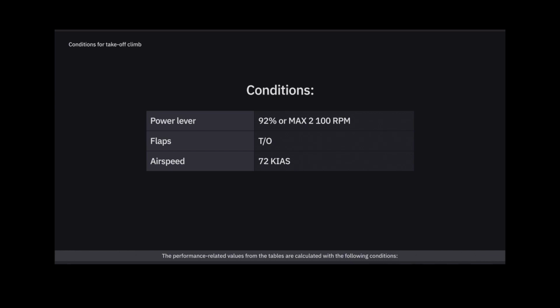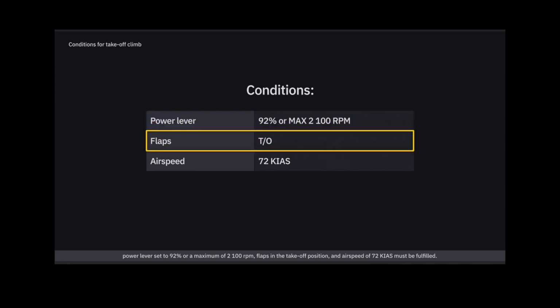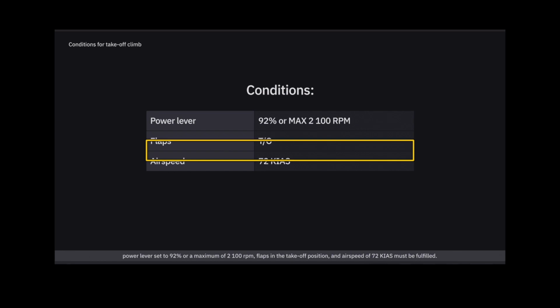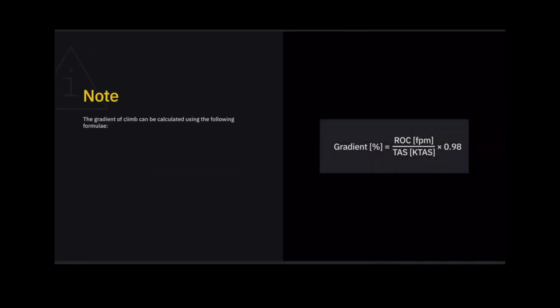The performance-related values from the tables are calculated with the following conditions. Power lever set to 92%, or a maximum of 2,100 revolutions per minute. Flaps in the takeoff position. And airspeed of 72 knots indicated airspeed must be fulfilled. Note: the gradient of climb can be calculated using the following formulae.